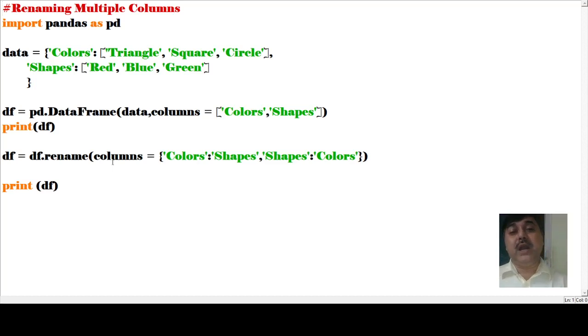What is the column name? Color is to be named as shapes, and shapes, I have interchanged it, shapes is to be named as color. Next, I have printed here, print(df). So this is the df that we have constructed.